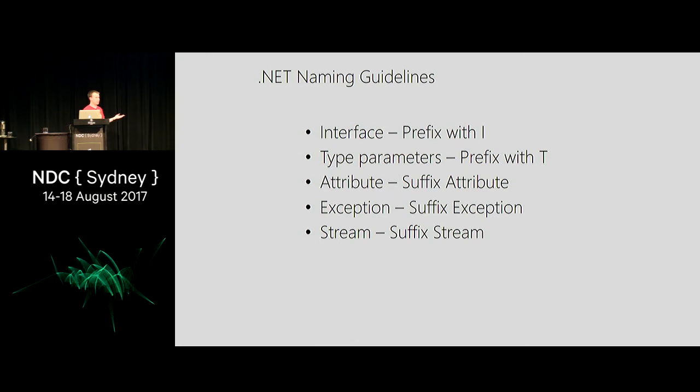And then there's a whole bunch of other naming guideline stuff: prefix interfaces with an I, type parameters with a T. You might have noticed, all exceptions end with the word Exception, all streams end with the word Stream. Always follow these things. It's just the power of sameness. It reduces the number of things people need to learn when they're looking at your APIs.